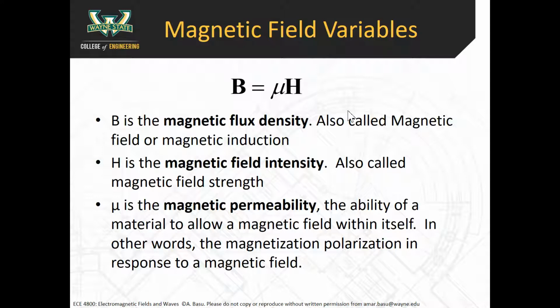So mu is something called magnetic permeability, which is the ability of a material to allow a magnetic field within itself. So remember back to the last module when we talked about the dielectric constant, epsilon. What was epsilon? The permittivity? It is called the permittivity. And what was the definition? What did it mean? What was the physical meaning of the dielectric constant?